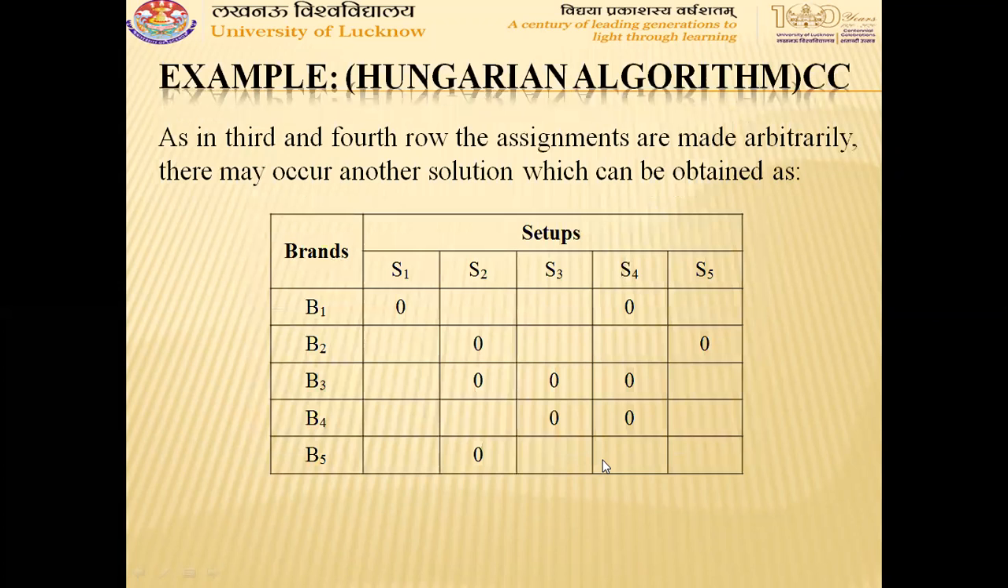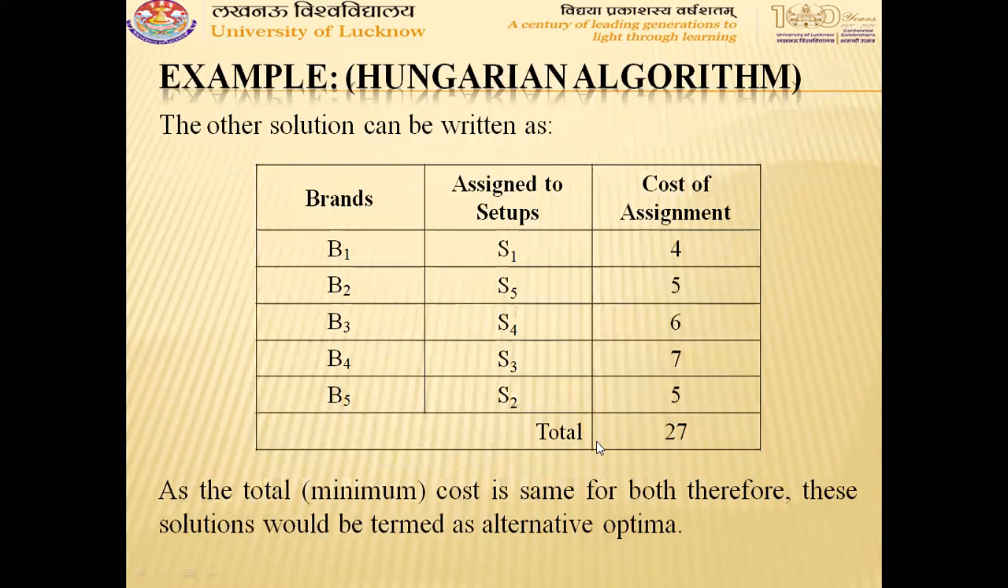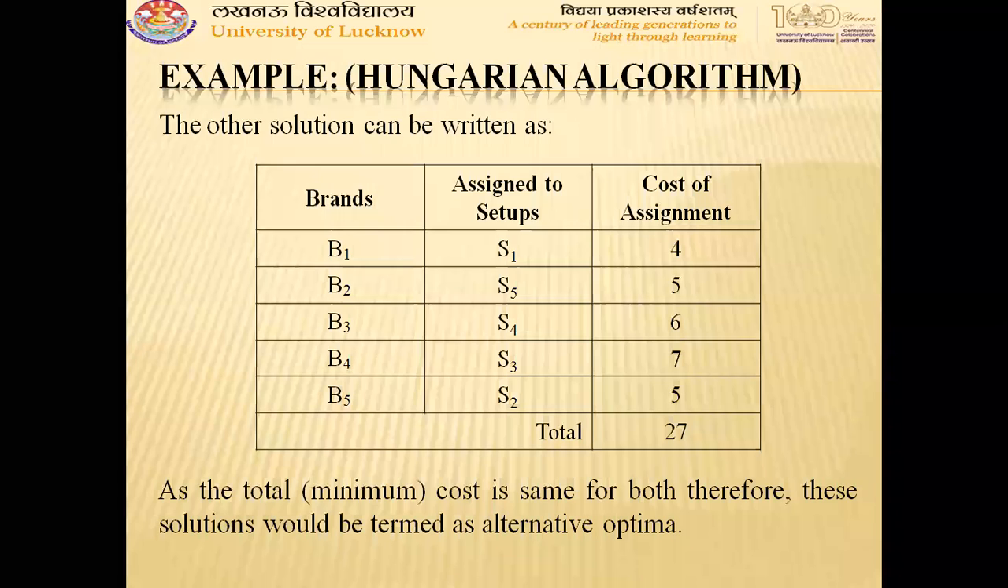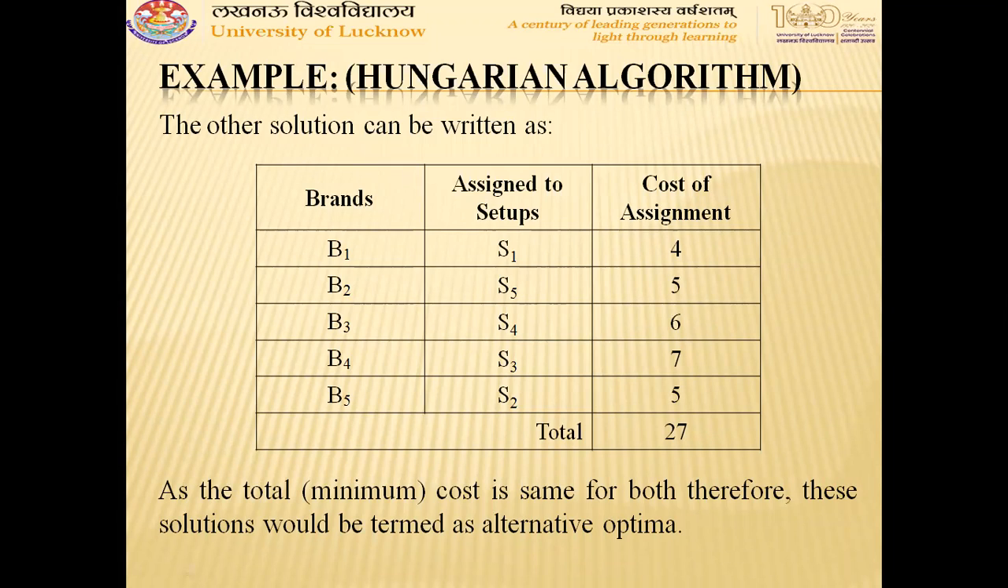Now we obtain the alternative optimum. Here instead of this first zero, I have selected the second zero. That is, assignments are made in this manner. In the first solution B3 was assigned to S3 and B4 was assigned to S4. Now in the alternative solution B3 is assigned to S4 and B4 is assigned to S3. But when you see the total cost which is minimum or optimum, you will see that it is also 27. That is, the optimum solutions are the same. So these are the cases of alternative optimum.